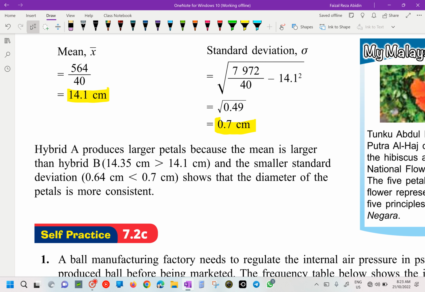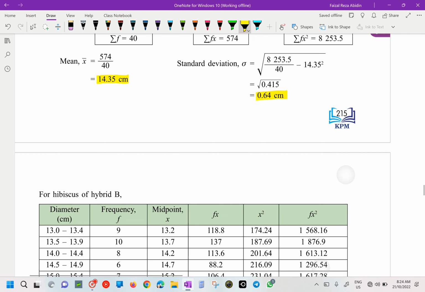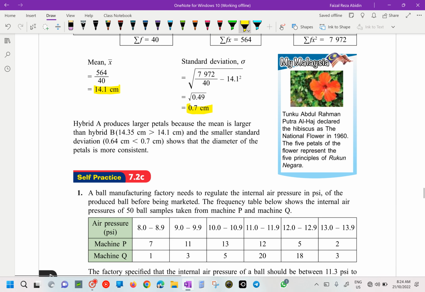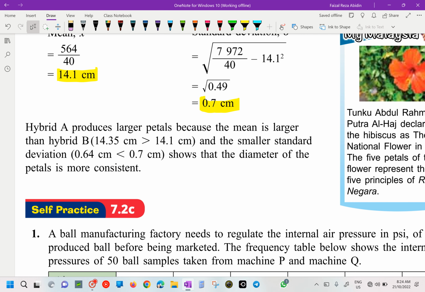Better, more consistent. Okay. So if you look over here, hybrid A, the mean is larger. And the smaller standard deviation, which one is smaller? A again. So it shows the diameter of the petal is more consistent. It means that for measures of dispersion, if the spread is small, the data is close together. The smaller it is, the more consistent.